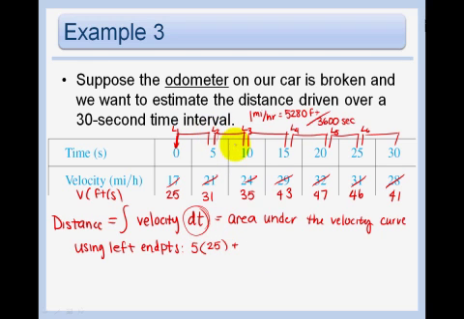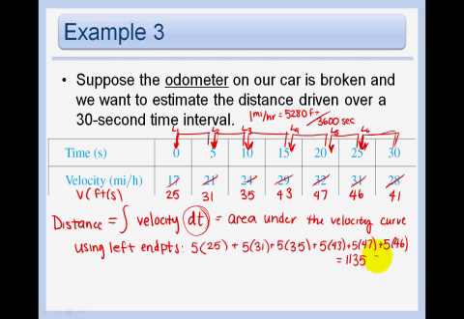The width of this rectangle is also 5. And the height is 31. Okay, I'm using the left again. So left, left, left, left, left. Keep going. And that's it. I stop here because that last rectangle, I want to use the left endpoint. And so I'm going to get 1,135 feet.